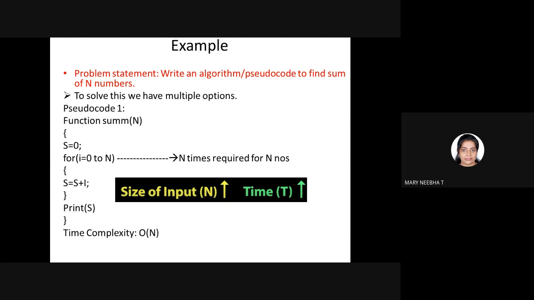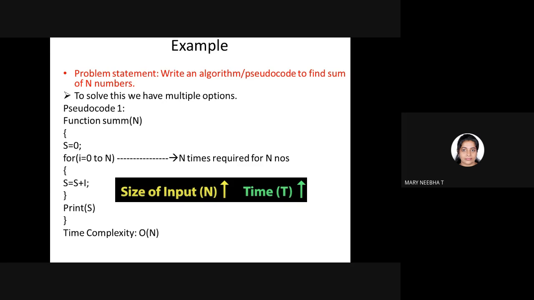So for example, if you want to find the sum of three numbers, what will you do? 1 plus 2 plus 3, so totally equal to 6. Similarly, we are just getting the number from the user through this argument, and we are initializing s for sum, and we are using a for loop, and s equals s plus 1.